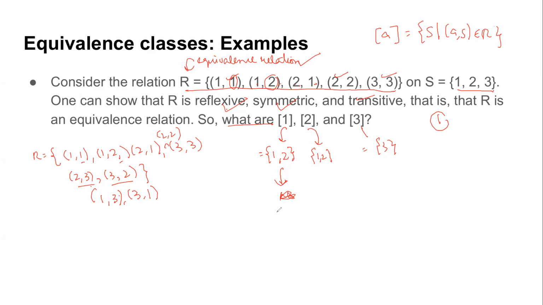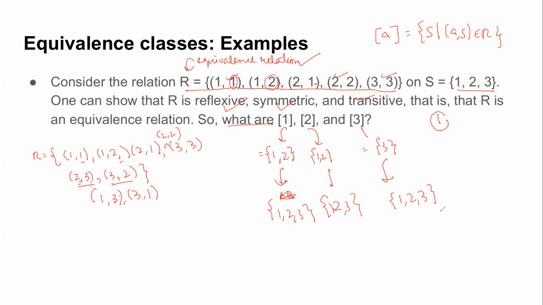Any modifications here? So what are the elements associated with 1? So you have 1, comma 2, comma 3. Similarly, 2 is now also associated with 3 because you have a pair. And what about 3? Very good. It is 1, comma 2, comma 3. Okay, so all the equivalence classes are the same.